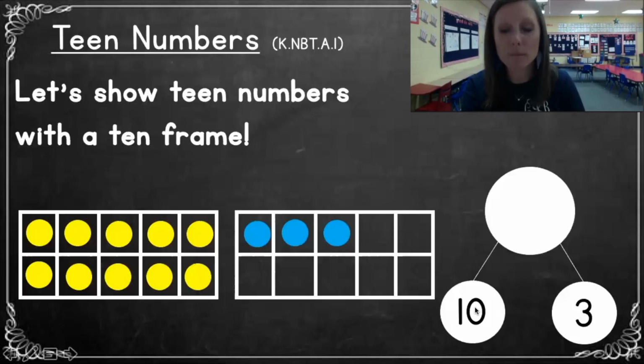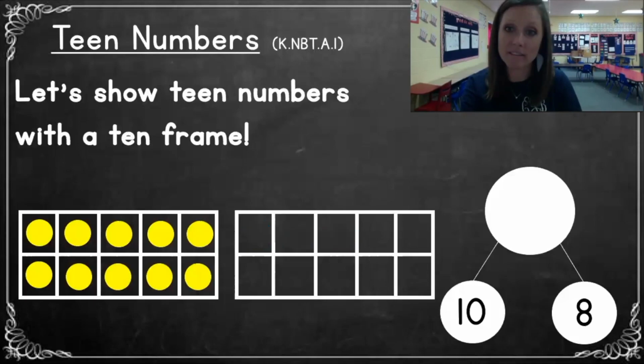And when I have a group of 10 and 3 more, and I add these two together, 10 plus 3 more, that's going to make the teen number 13, a group of 10 and 3 more. And that's how I fill in my number bond.